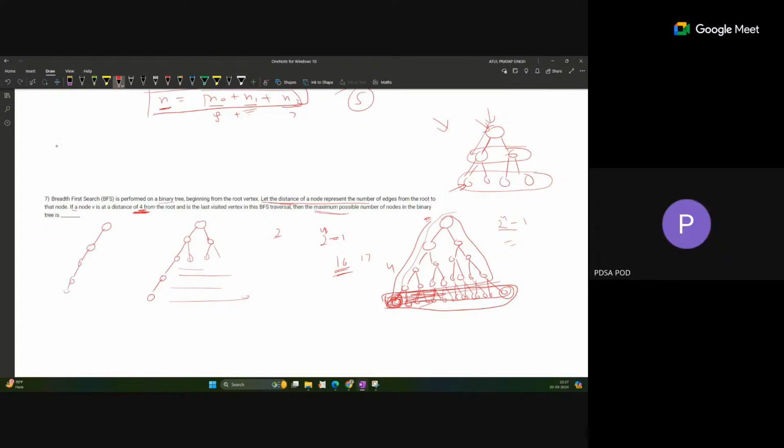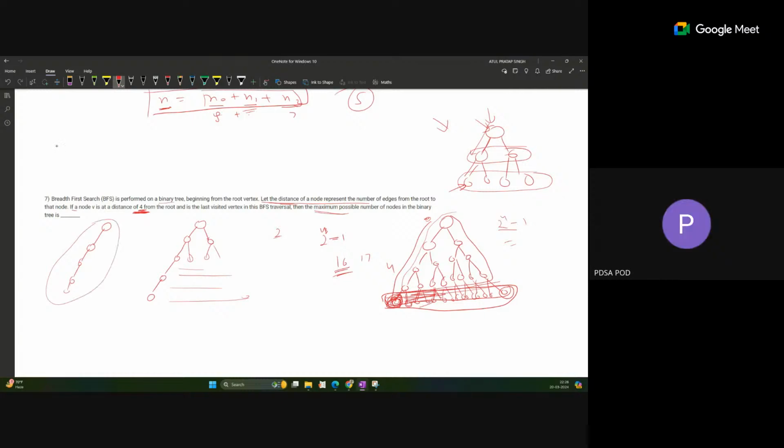No, BST is also not correct. If suppose it is given that this is a complete binary tree, okay. If it is a complete binary tree, then it will be 2 to the power n. Not BST, BFS is complete binary tree. Yes, sir, complete binary tree. If only binary tree or binary search tree is mentioned, then this is also a minimum case.